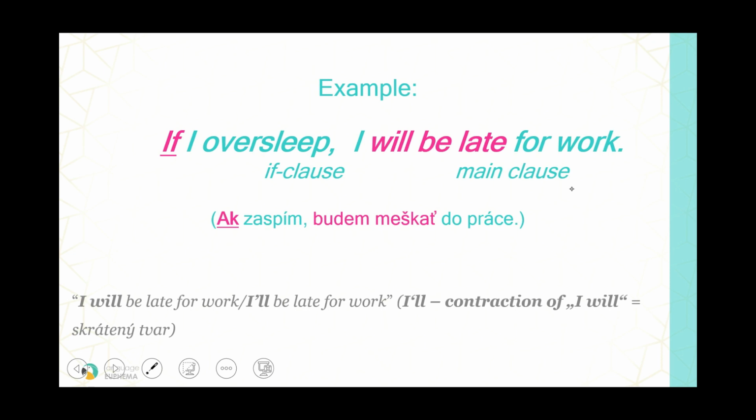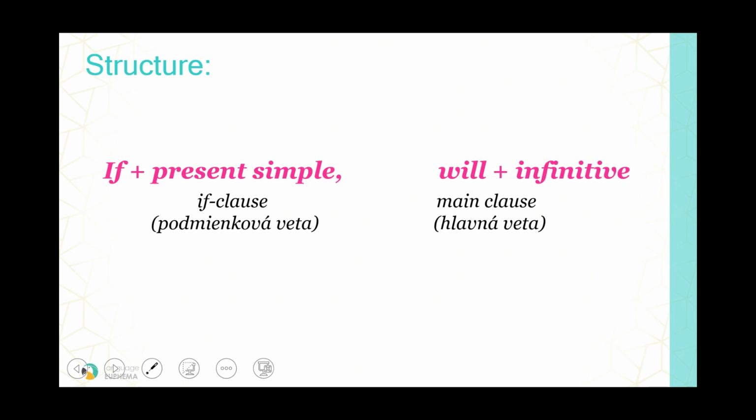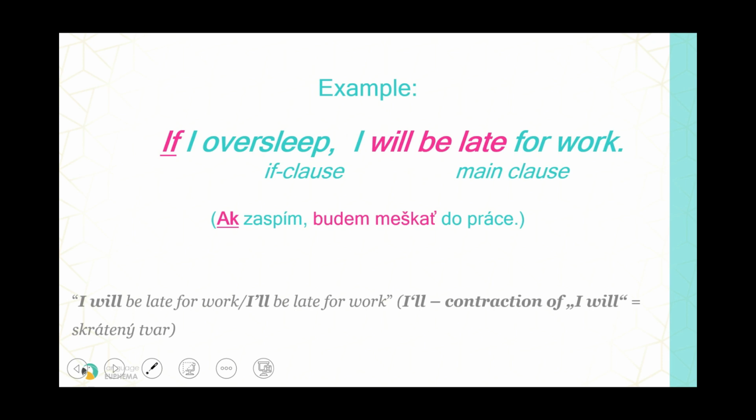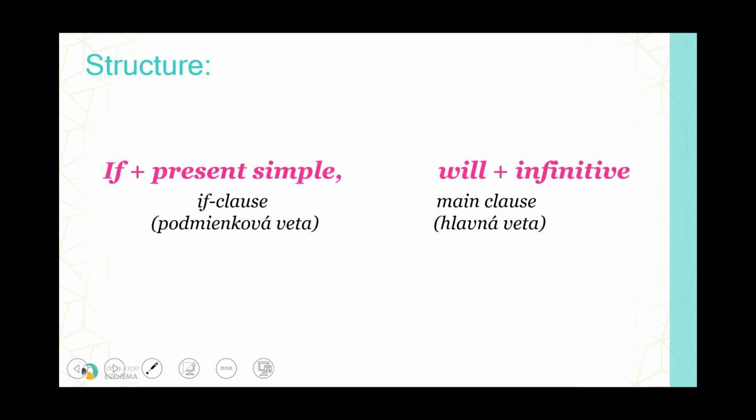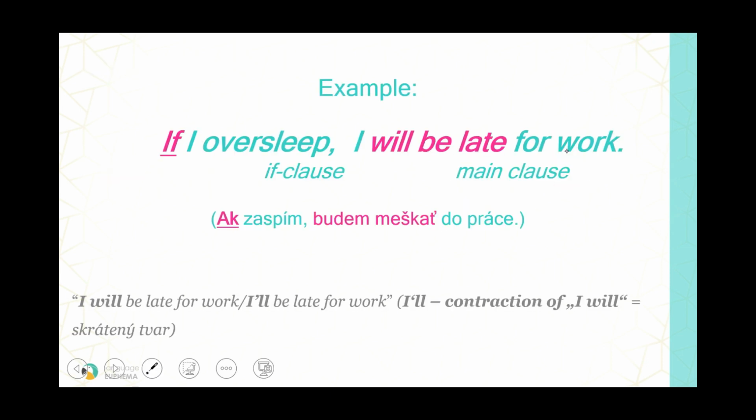First example, if I oversleep, I will be late for work. Well, this is a realistic situation that can happen, that might happen in the future, right? If I oversleep, so as we said before, in the if clause, we have to put if and present simple, which we did because we put if and oversleep, which is present simple. Well, and in the main clause, we use, let's see, will and infinitive. So I will be late for work, okay? Will plus infinitive, be. If I oversleep, I will be late for work.